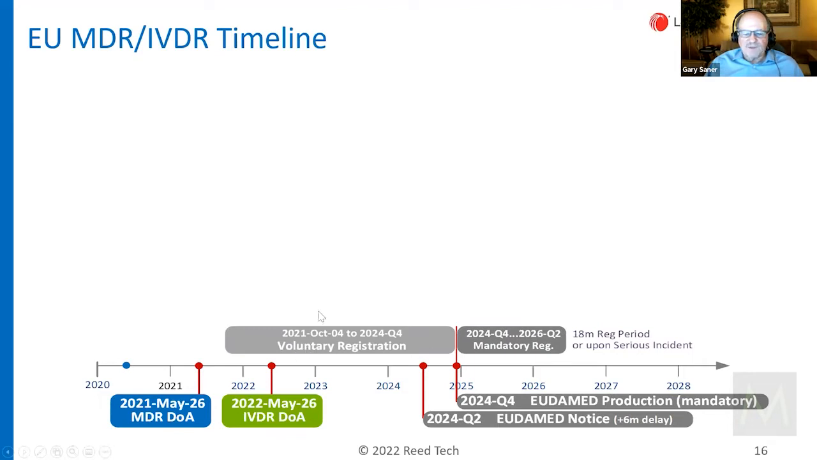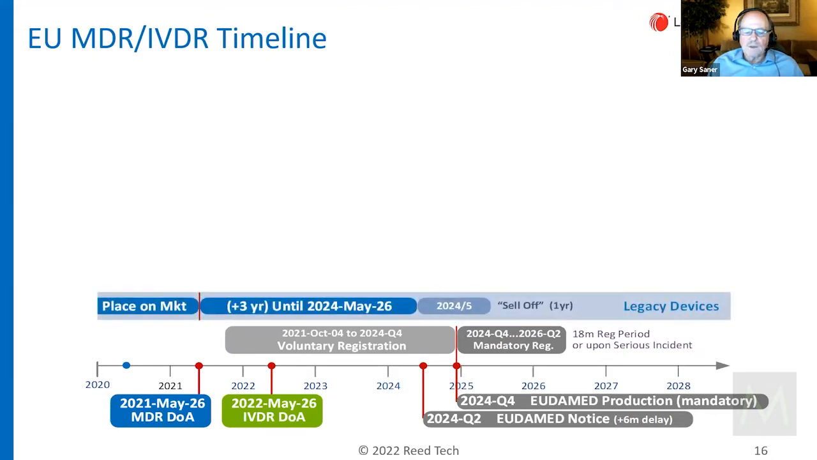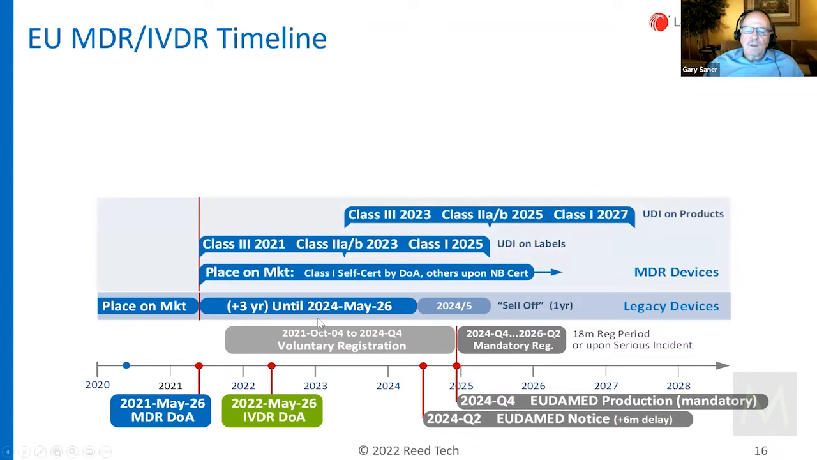We already talked about this voluntary registration period and the mandatory registration period, so nothing new there. For legacy devices, here's your timeline. You can continue to place those legacy devices with a valid certificate on the market until May 2024. So it's just a 3-year extension period. And then there's some sell-off down through the supply chain, but you're unable to place it on the market anymore.